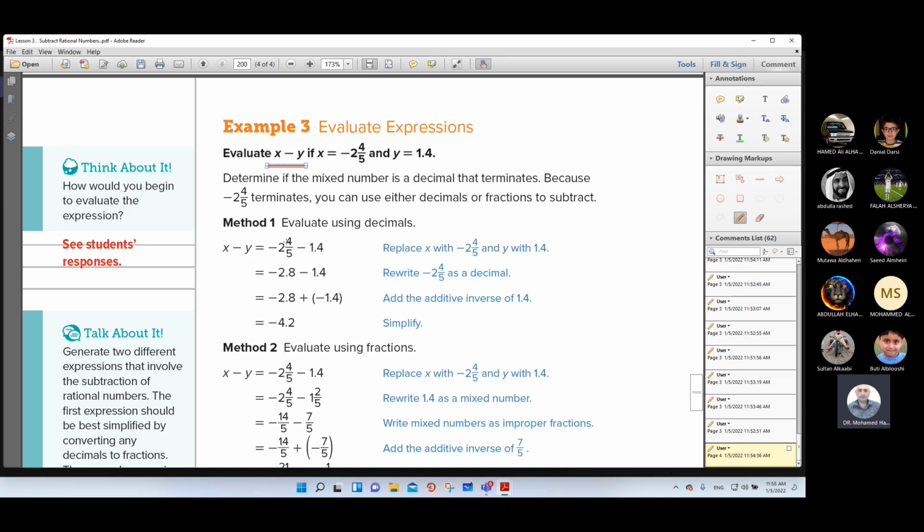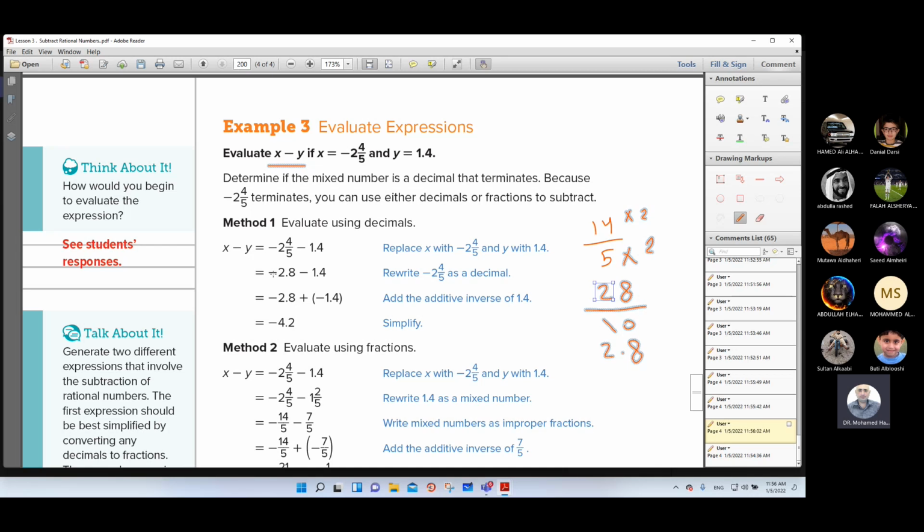Now, change from mixed number to the decimal. And here, how to change to the decimal? At the first, change to the fraction. 2 times 5, 10, plus 4, 14, over 5. How to change to the decimal? Multiply up and down by 2 to change 5 to the 10. 14 times 2 will be 28, and 5 times 2 will be 10. 28 over 10 means 2.8. This is as a decimal.